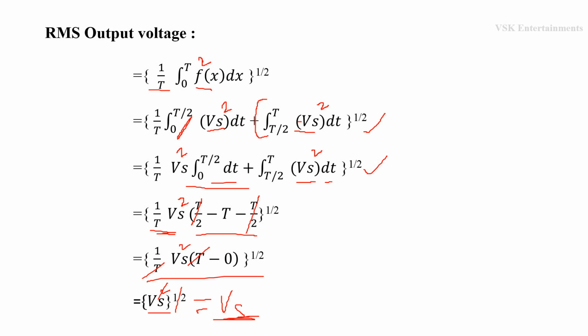This is the working and output expressions for average voltage and RMS voltage for full bridge as well as half bridge inverters.